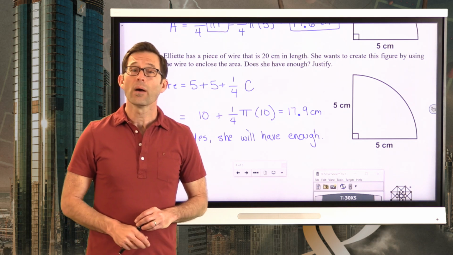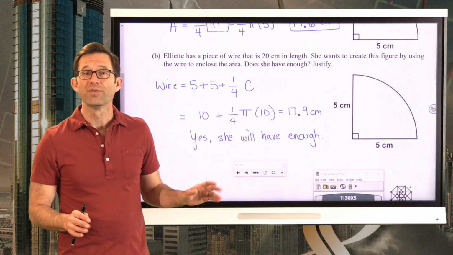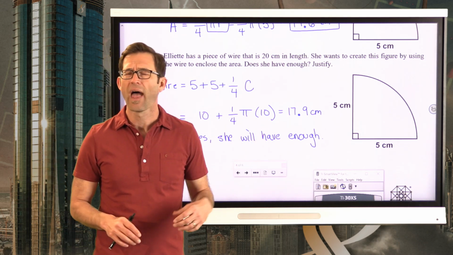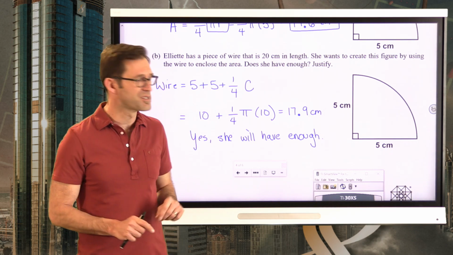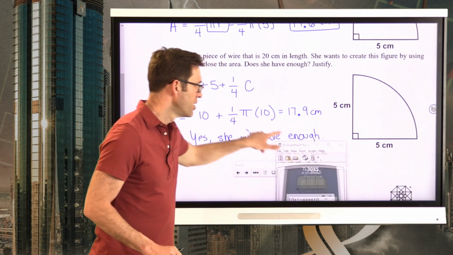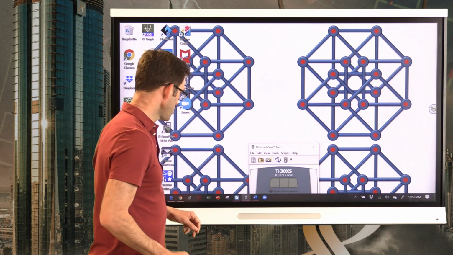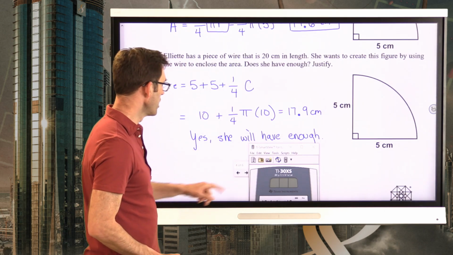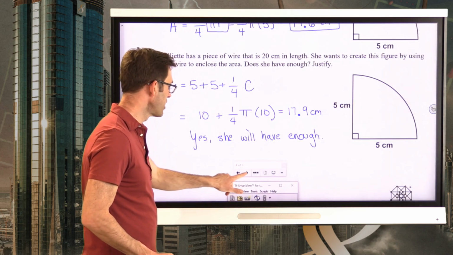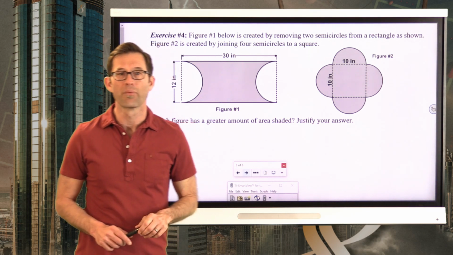Now again, we should feel comfortable with dealing with quarter circles and half circles, again known as semicircles, as much as we can. Let's take a look at one final problem.